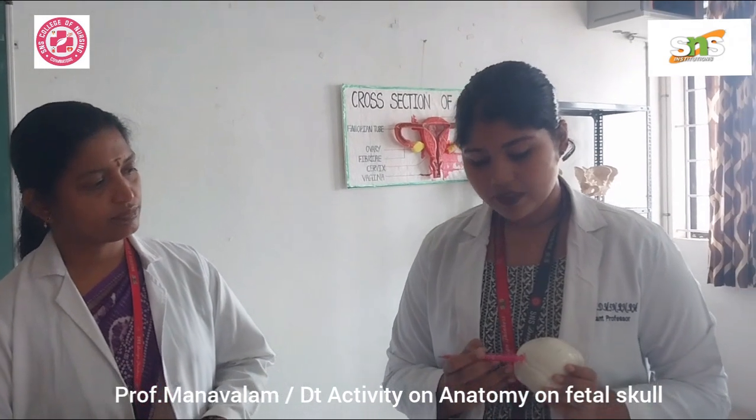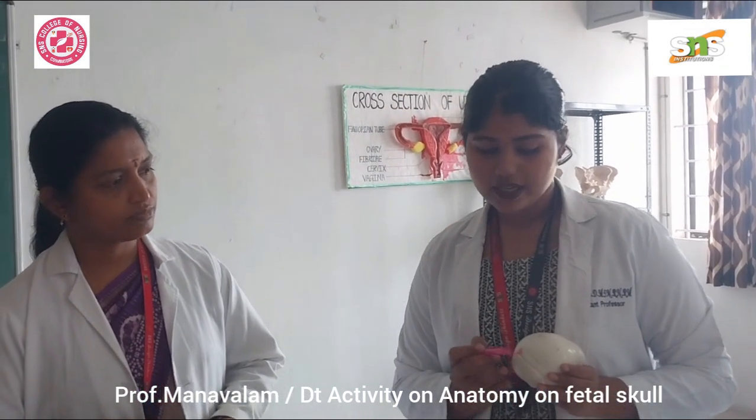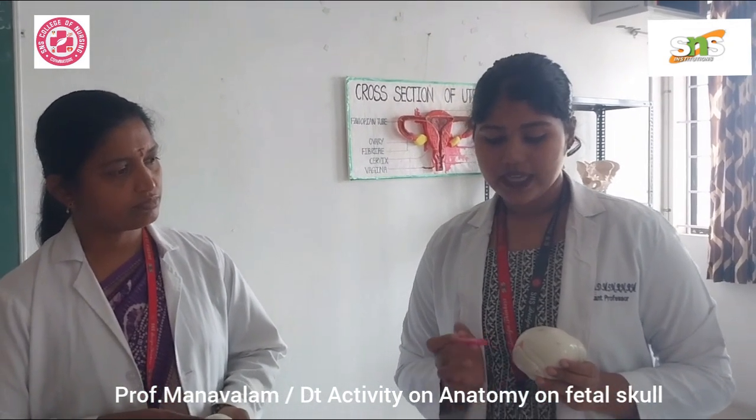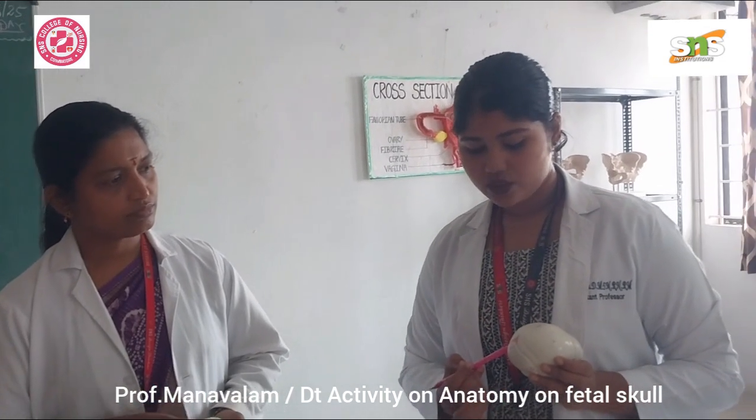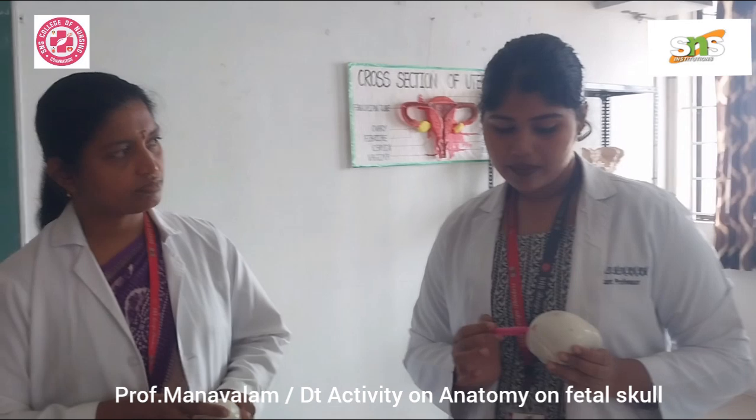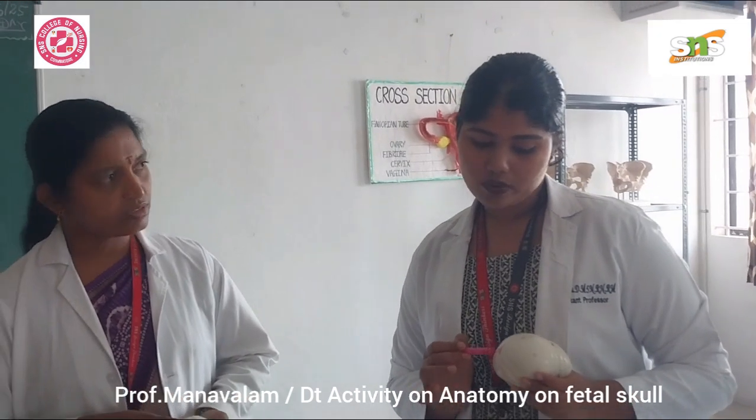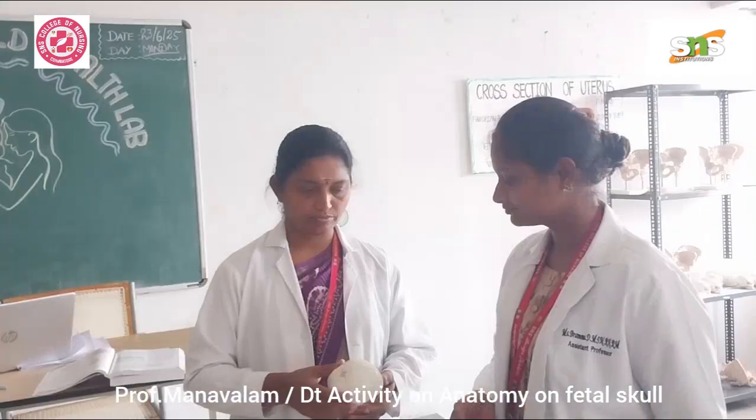Then it is the posterior fontanelle. It is also known as lambda. It is a junction between the sagittal suture and lambdoidal sutures. It is triangle shaped and normally closes by 6 weeks. Thank you.